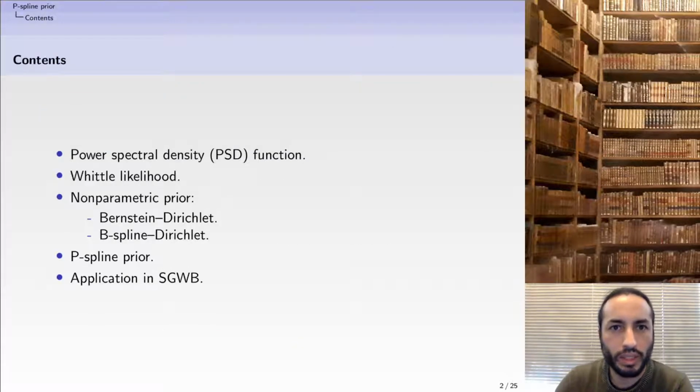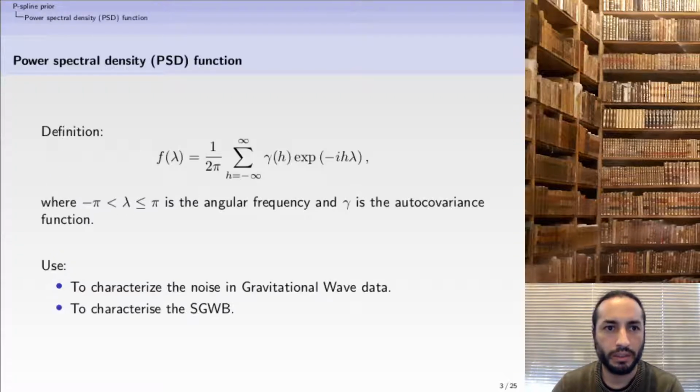In this presentation I'll talk about power spectral density estimation methods, but particularly our proposal, the P-spline method. We'll start with the definition of the power spectral density function and the components of the Bayesian model used to estimate it. That is the Whittle likelihood and the priors, in particular the Bernstein-Dirichlet and B-spline priors. Later, I'll present our proposal, the P-spline, with its novel knot allocation scheme, which increases significantly the performance of our method. Finally, I'll present an application in estimating the power spectral density function associated to simulated stochastic gravitational wave background.